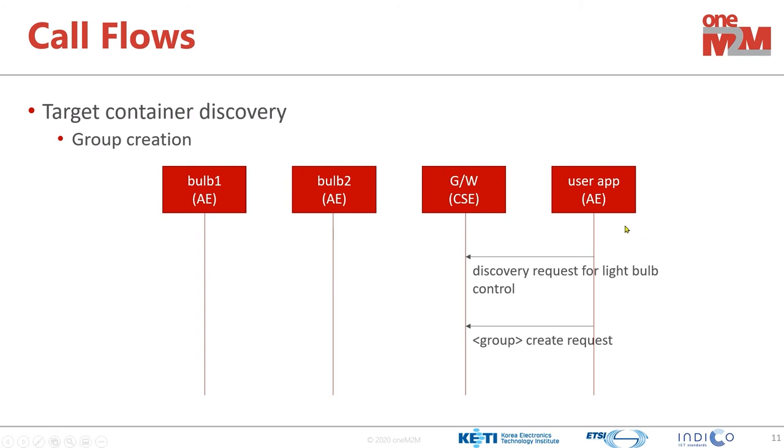And the user application, in this case, will send the discovery request to the platform, because bulb 1 and 2 and their corresponding resources are already created and supported by the CSE. So we always send the request to the CSE, not to the application entities directly. So we get the discovery results, and from the list we will create a group to be used for the fan-out procedure later.